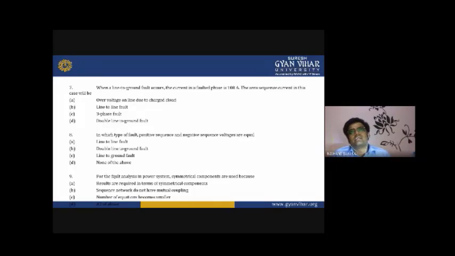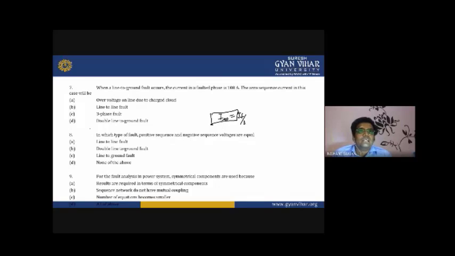Now, when a line to ground fault occurs, the current in the faulted phase is 100 amperes. The zero sequence circuit current in this case will be what? The line to ground fault current is given and the zero sequence current has been asked. It is very easy. That is, IA0 is equal to what? Remember the equation which I have told you. It is in terms of 3. It is equal to IF upon 3.